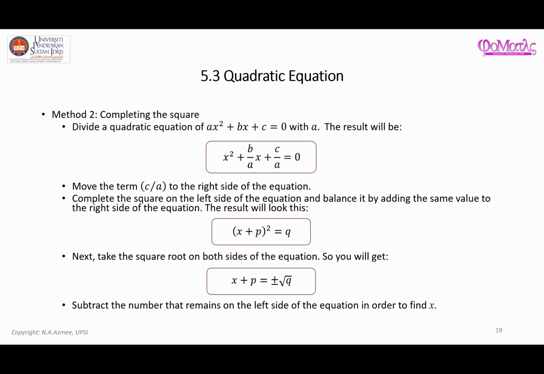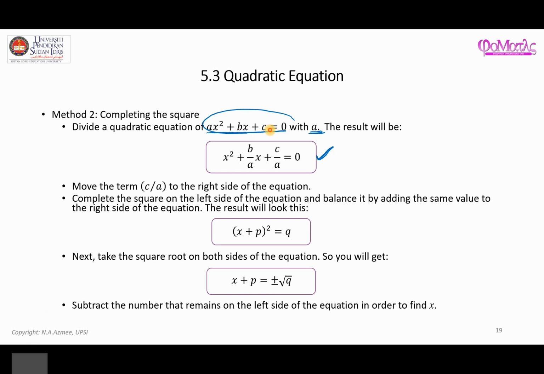Okay, now we move on to the second method of completing the square. So the first step in completing the square is whenever you have the quadratic equation, make sure that it is written in this standard form, ax squared plus bx plus c is equal to 0. And when you have that, the first step is to divide that quadratic equation with a. So this is what you will get after you divide the whole thing with a.